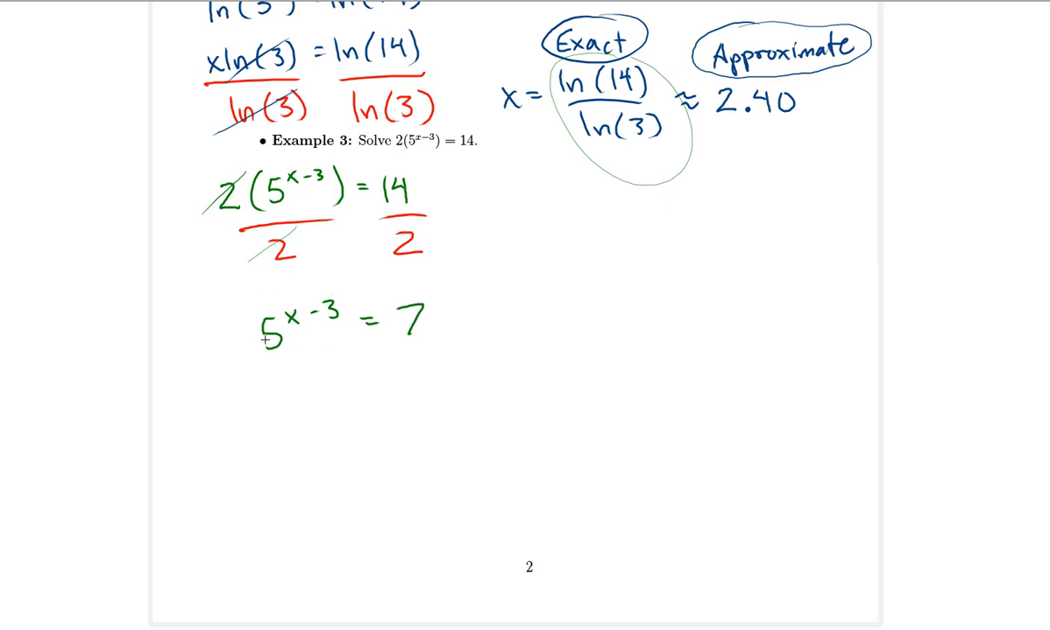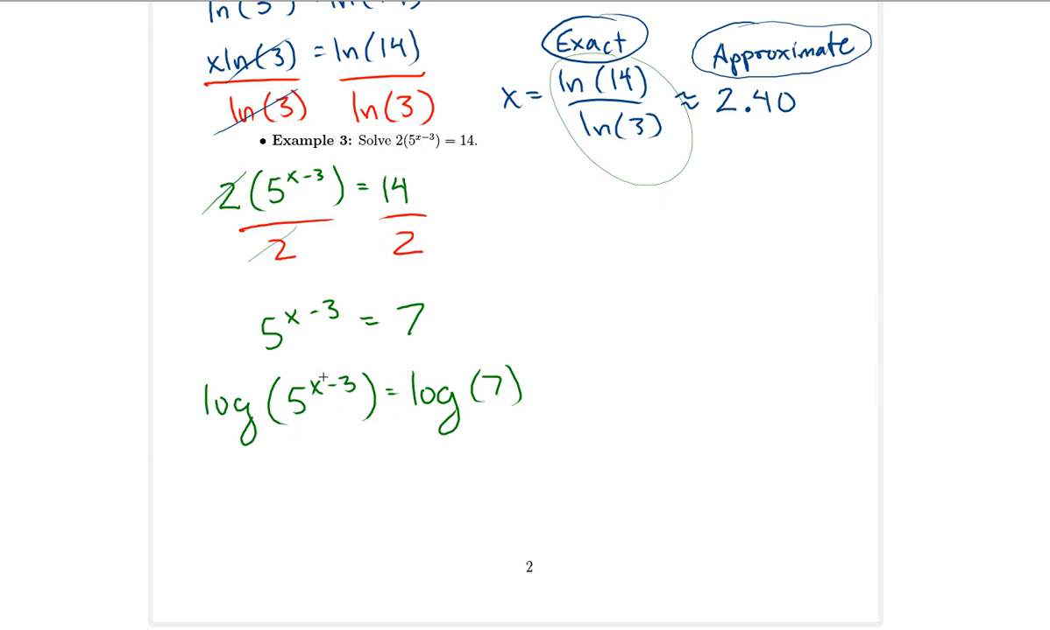And now that the exponential expression's by itself, now it's appropriate for me to take the natural log of both sides. And by the way, let me just say this. The common log is totally fine too. It doesn't matter. If I use the log that has a base 10, there's nothing special about the natural log. I tend to favor it for some reason. But this is totally correct here.